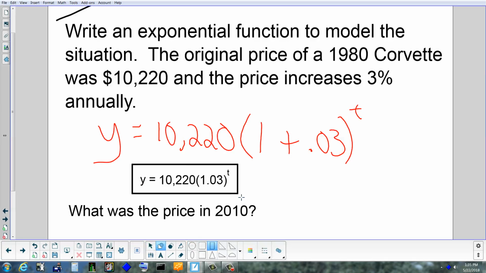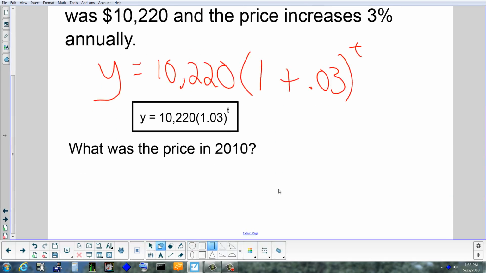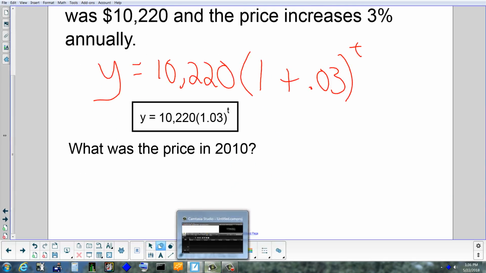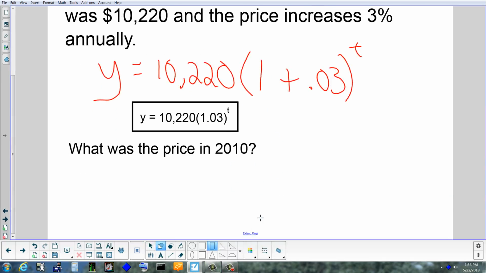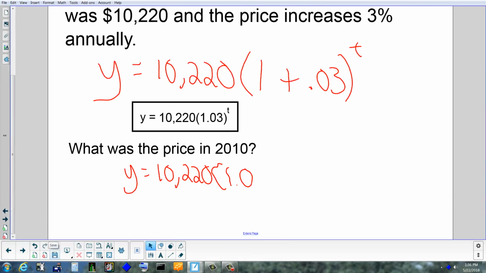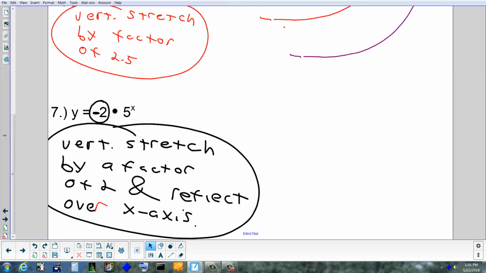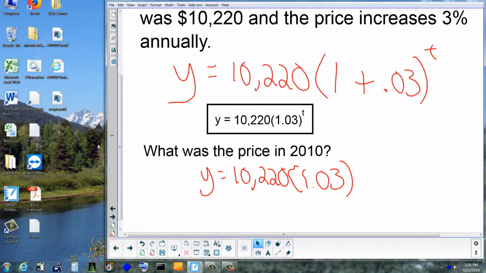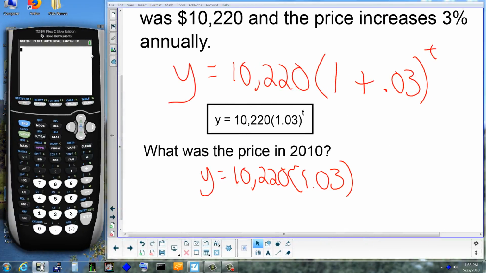Alright, so now, what Mr. Hager did was, he went ahead and simplified. He just did 1 plus 0.03, and he got 1.03. Alright? We'll use this same thing. Y equals. And what's the new thing that I have to put? What do I know now that I didn't know before? T. Time. Which is going to be what? 30. Then you do 1.03 to the 30th.